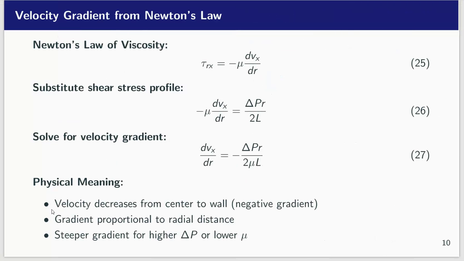Now according to Newton's law of viscosity, tau_rx is equal to minus mu dvx by dr. Now substitute the shear stress profile, so minus mu dvx by dr is equal to del p r by 2l. So solving for the velocity gradient, dvx by dr is equal to minus del p r by 2 mu l. So what is the physical meaning? Velocity decreases from center to wall, so negative gradient, proportional to the radial distance, and steeper gradient for higher del p or lower mu.